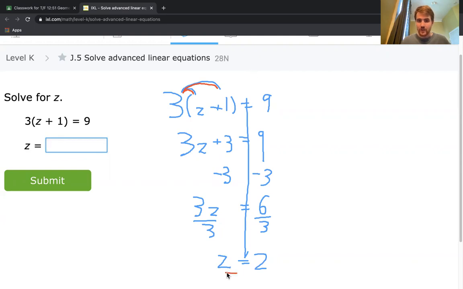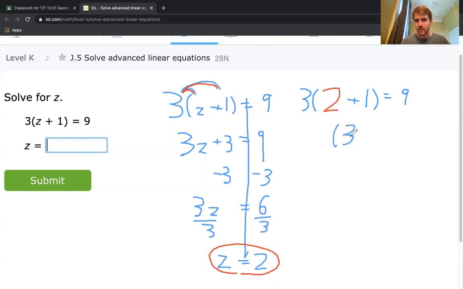Now let's check our work again. Z equals 2. That means we have 2 goes in for z, and this is 3 times (z plus 1), which is now 2 plus 1, equals 9. We'll do the 2 plus 1 first. We can combine them because now they're like terms. We couldn't just add them together here because this was a z and a 1. They weren't like terms, but now we know z is 2, so we can add them together. 3 times 3 equals 9. And what is 3 times 3? Of course, it is 9. So we have 9 equals 9. That is correct. We know our answer z equals 2 is correct.